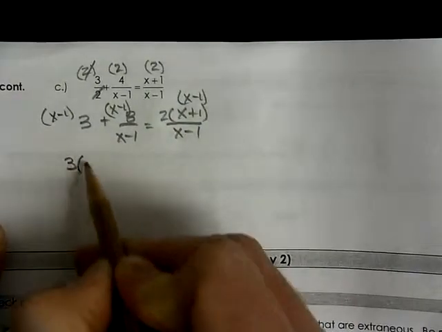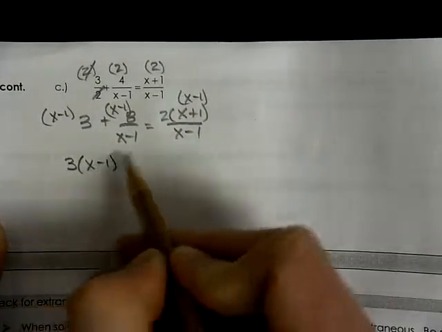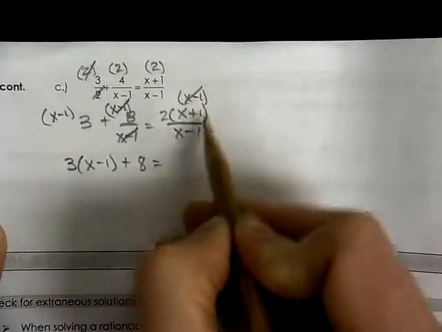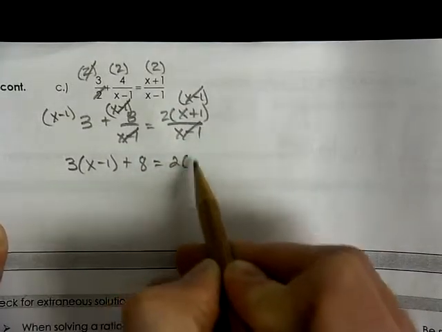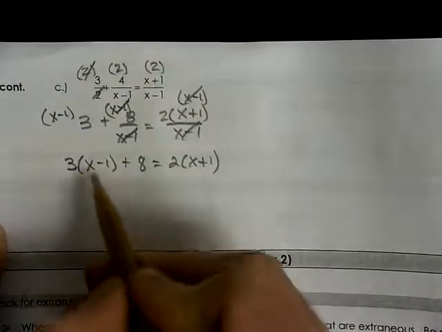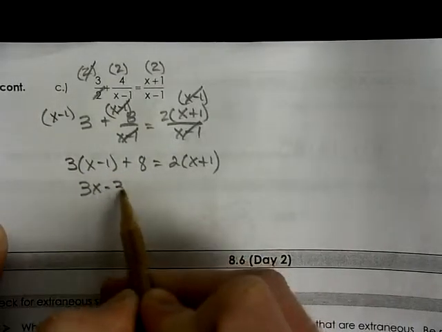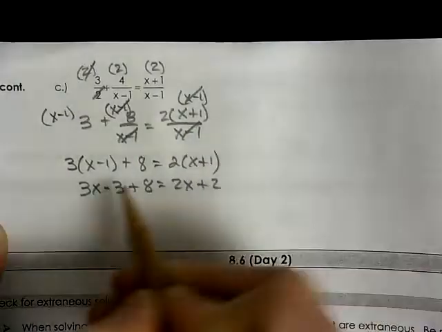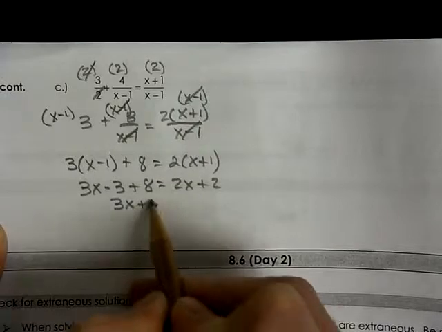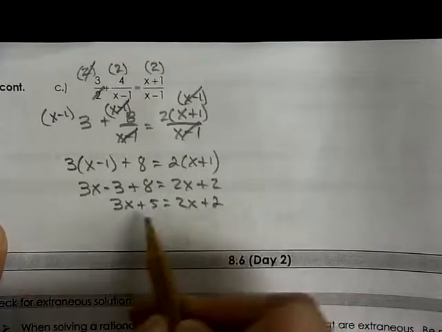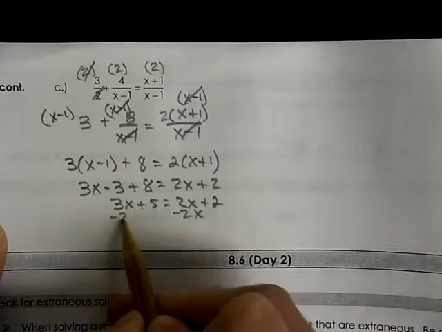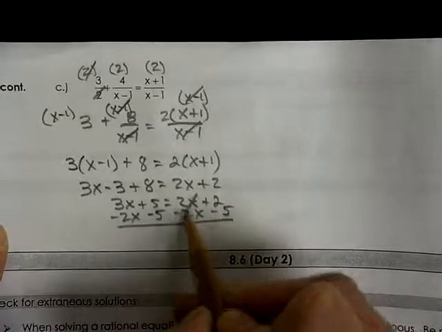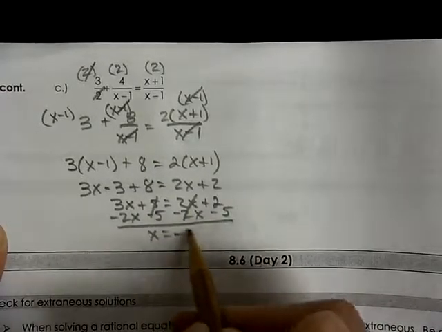Nothing crosses out, so we get 3 times x minus 1. There the denominators cross out. There the denominators cross out. We distribute and collect our like terms. Move over the 2x. Move over the 5. So x equals negative 3.